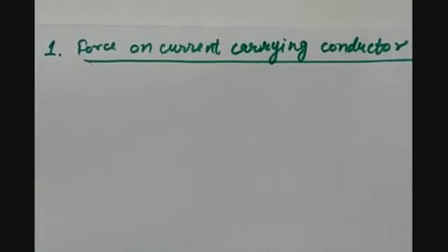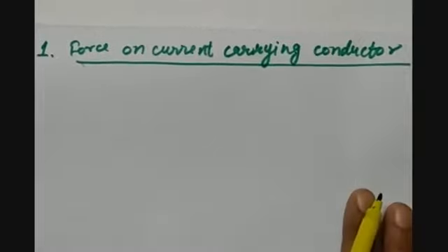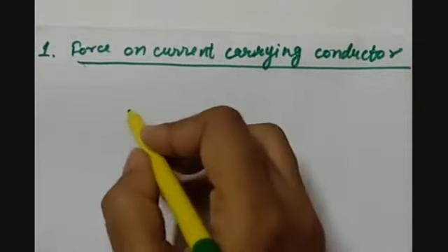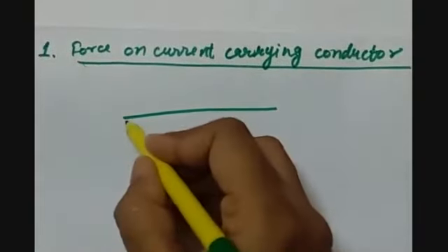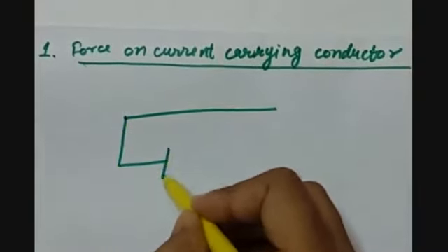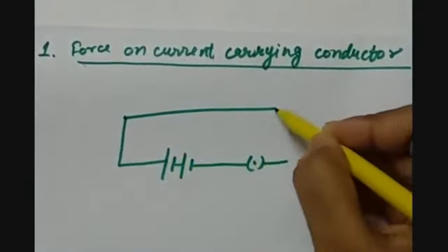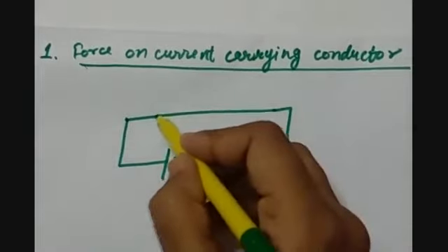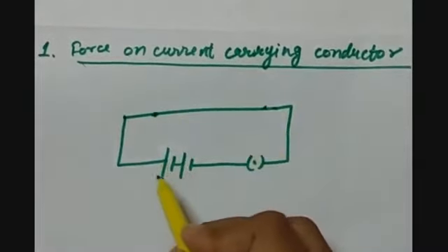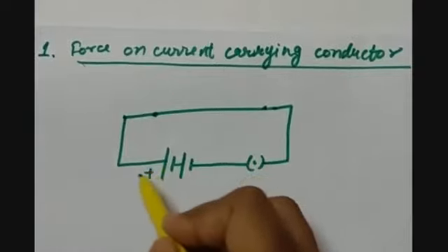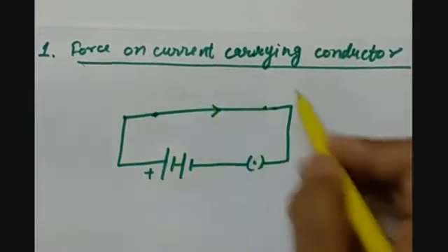And this experiment was also known as kicking wire experiment, because here the magnetic field is kicking the conductor which is having current in that. So what is done in this experiment? That we have a conductor which is connected with a battery, so this is basically our conductor. If the positive terminal of the battery is here, then the direction of the current will be this.